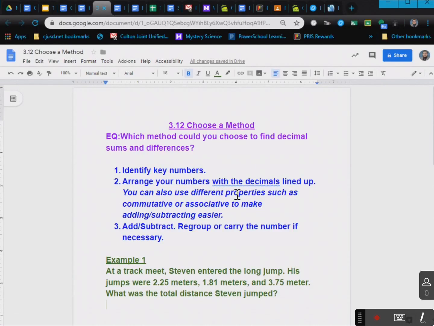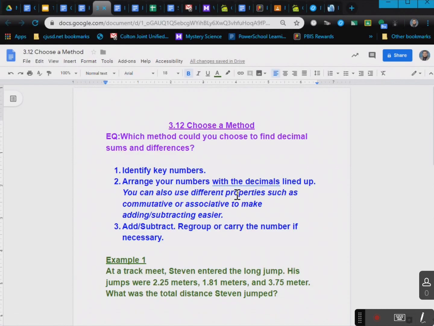And I know that step 2 is a lot of writing, but I still want you to write that down. Step 1 is identify key numbers, because you're going to be looking at word problems, and you want to identify the numbers that you're going to be using. Second step is arrange your numbers with the decimals lined up. This is where you can use different properties, like the commutative property, where you can just move the numbers around when you're adding, or associative property, where you put numbers in parentheses, and that way you prioritize two sets of numbers before adding the third one. Okay? And then the third step is add or subtract. Regroup or carry the number if necessary.